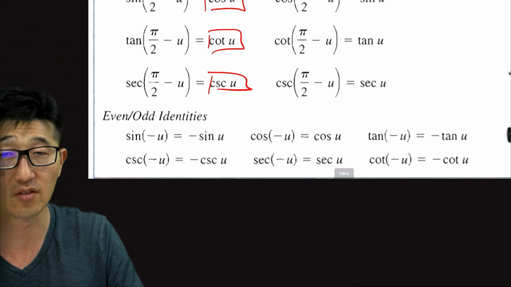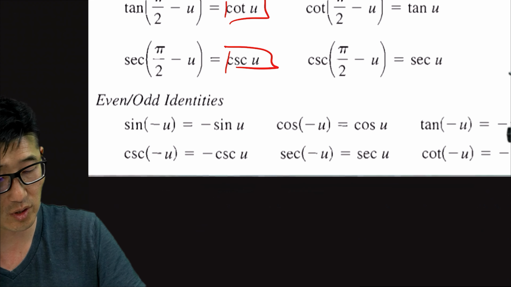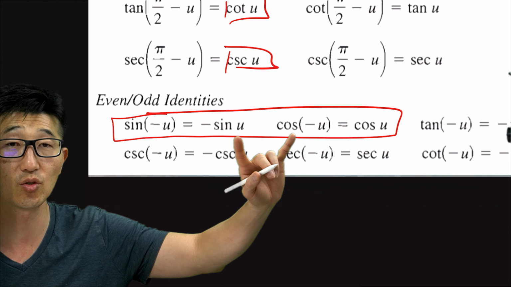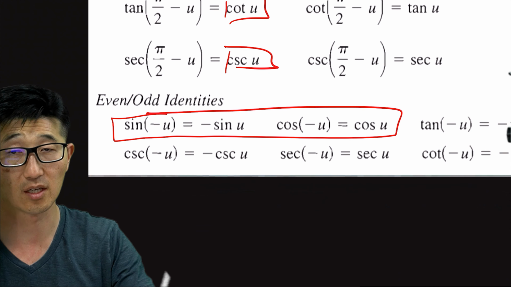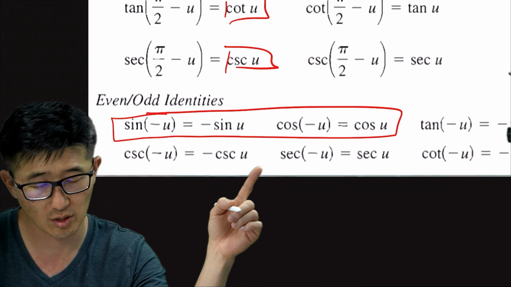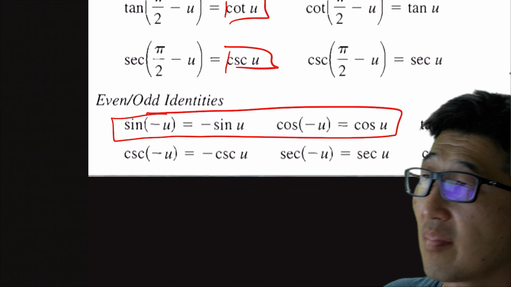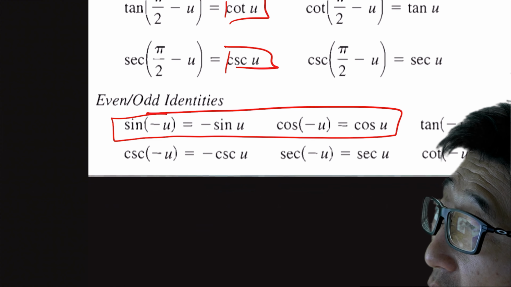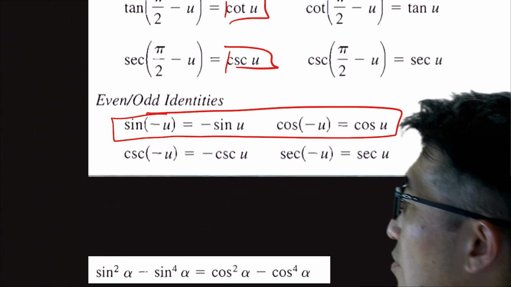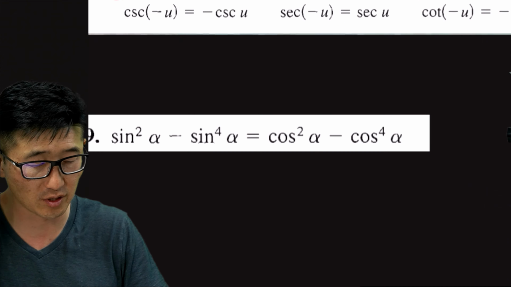And then lastly, the even and odd identities. I'll explain this as we get there, but these two are the most important ones right here. If you memorize those two, you can kind of reason out the rest, because cosecant is similar to sine, and secant is similar to cosine. Okay, so we're going to refer back to this chart as we go through this.